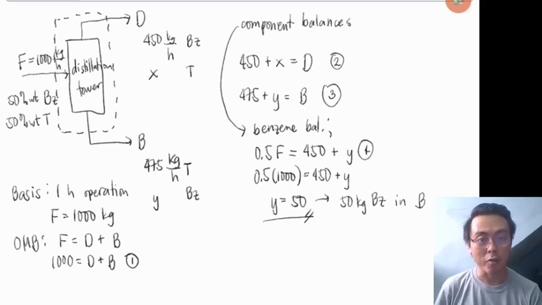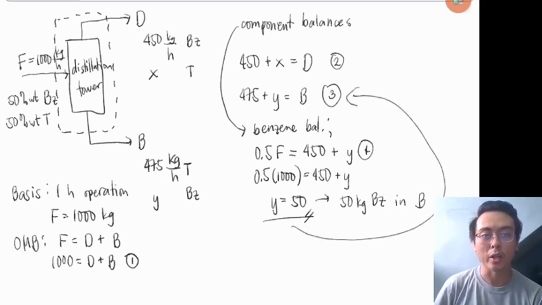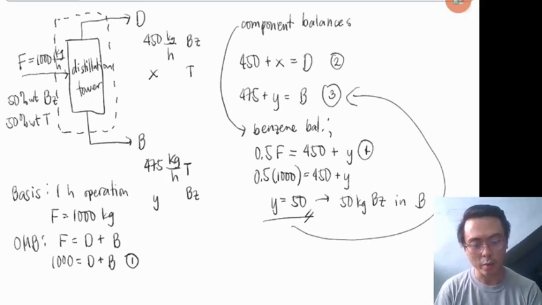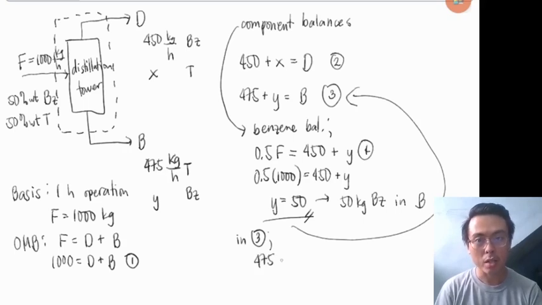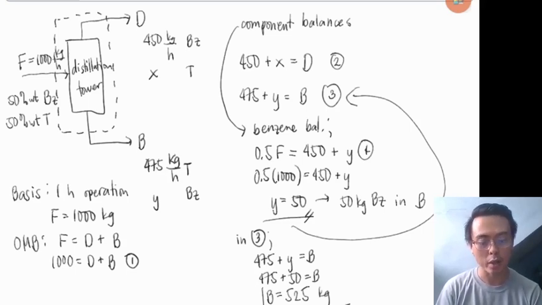Okay, now that you have the value of Y, what can you do next? Take a look at your equations. Where can you substitute the value of Y? If you take a look at equation 3, if you substitute the value of Y, you can get the value of B. So in equation 3, we say 475 plus Y is equal to B. So 475 plus 50 equals B. Therefore, B is equal to 525 kilograms. Or to be more specific, since your basis is 1 hour, this is 525 kilograms per hour.